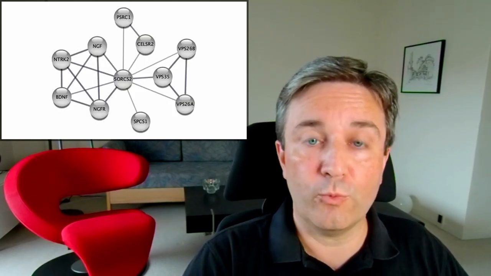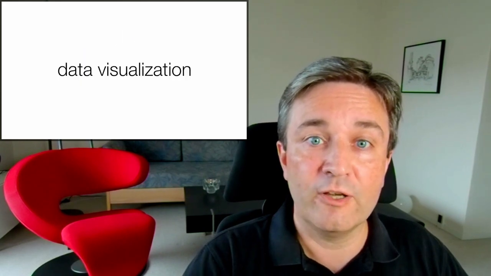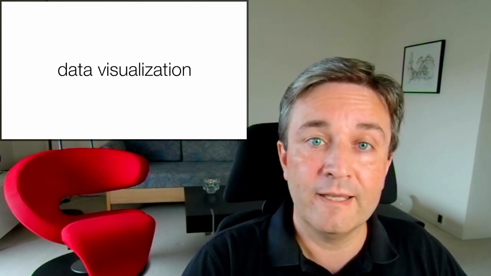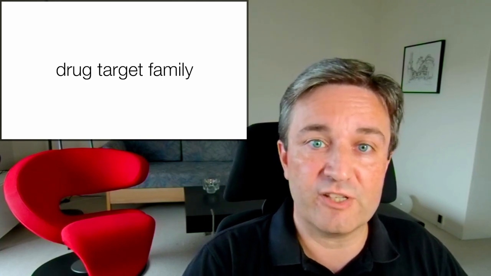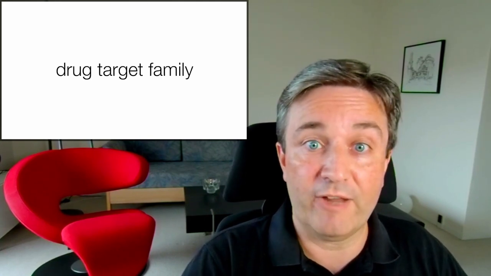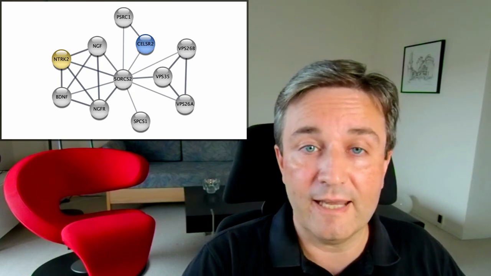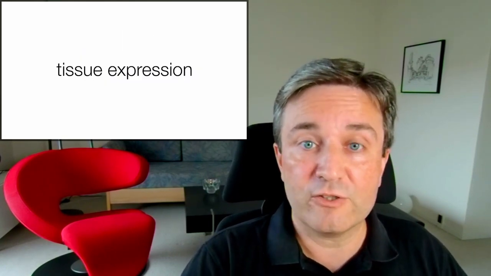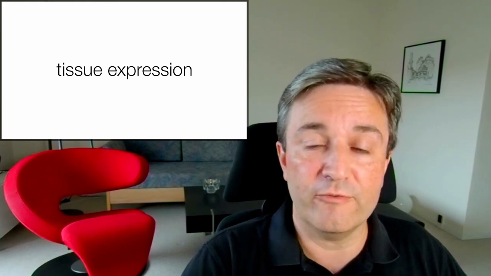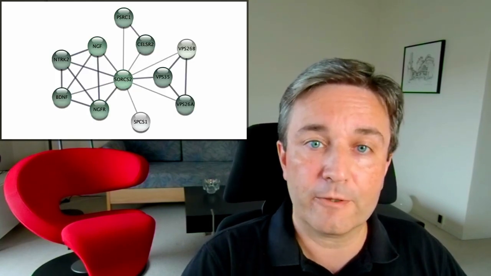This is probably what you want to do if you want to visualize other data onto the network. This could, for example, be network data provided by StringApp itself, such as the drug target family, highlighting kinases and G-protein coupled receptors in the network, or mapping tissue expression data from a tissue of interest onto the network.